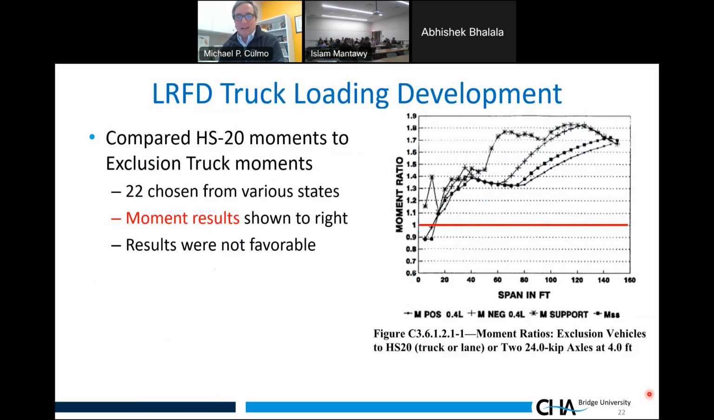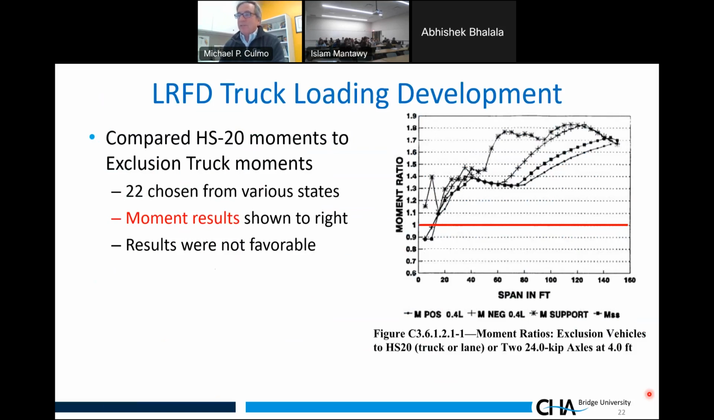Now, I put a red line where it says 1.0. What does that mean? 1.0 means that the exclusion vehicles are creating the same bending moment as the HS20. And you see, virtually nothing is below that line. So almost everything's above the line, as high as 1.83 maybe. What does that mean? It means that these exclusion vehicles for certain span lengths, in this case around 100 feet, was 80% higher than the HS20.